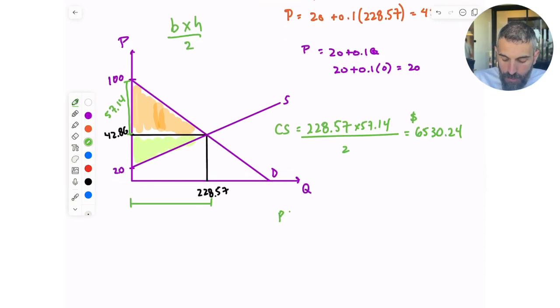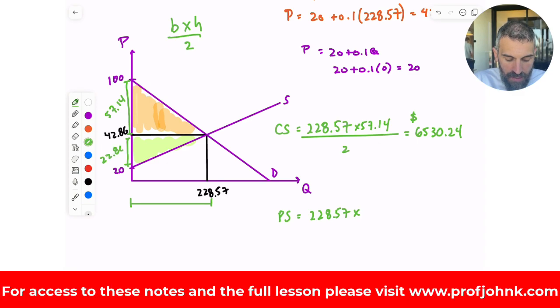For producer surplus, you're doing the same thing. Okay, the base is still 228.57. But now your height is this distance between 42.86 and 20, which is 22.86. So base times height divided by 2.